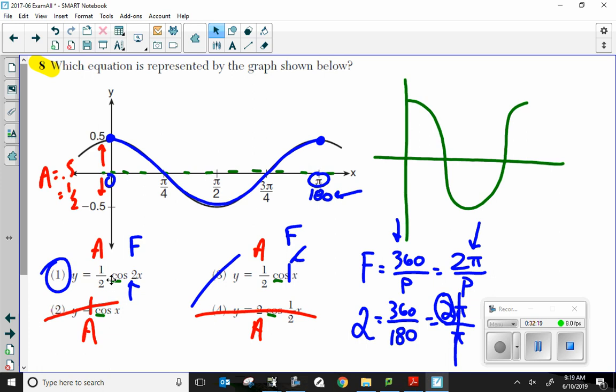Again, you got to know your rules. Know your rules. We will stop here.